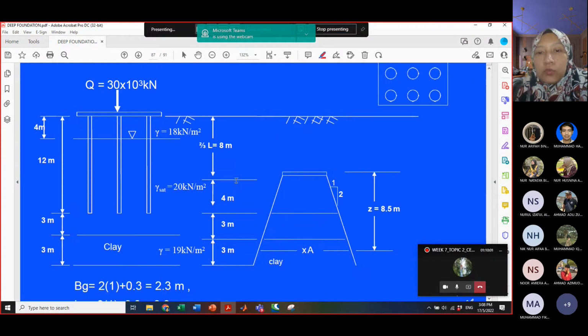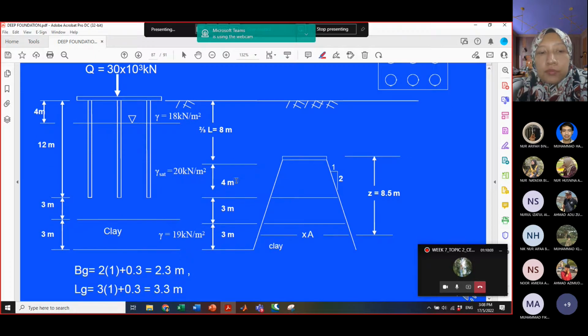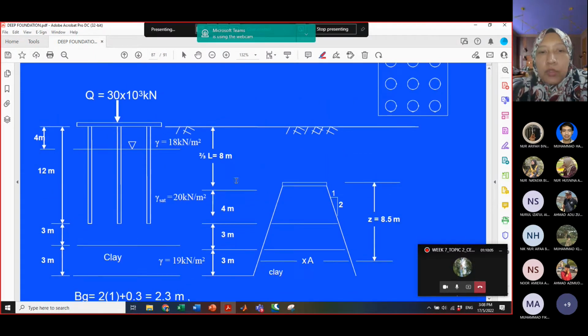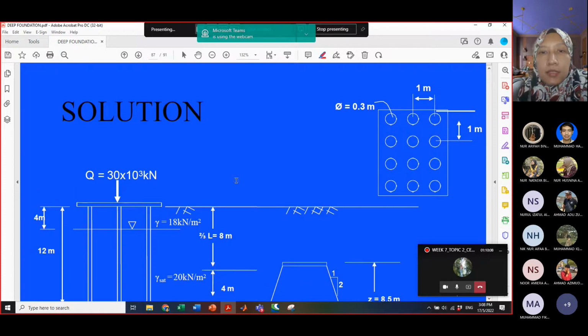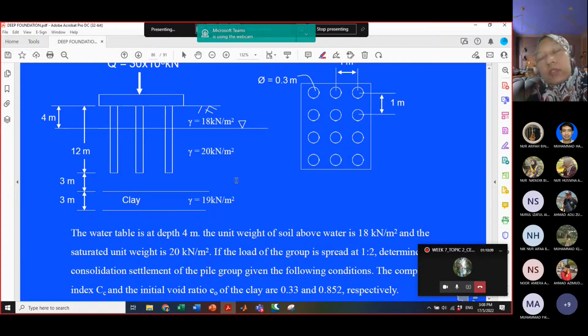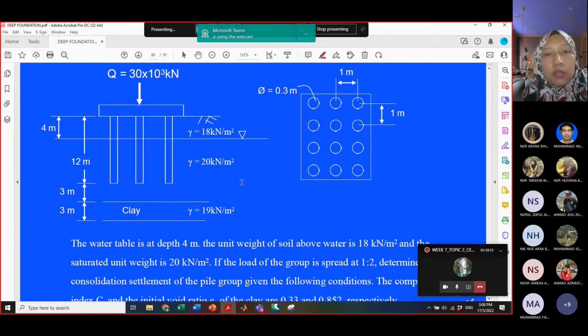Okay, so read through all this example. Give your time to read this part. As I said, in our final exam, there's a possibility this topic, subtopic 2, deep foundation, will be asked in the final exam. I'm not sure whether it will also be in the quiz or not, but you have to understand these sections, all in the deep foundation subtopic.